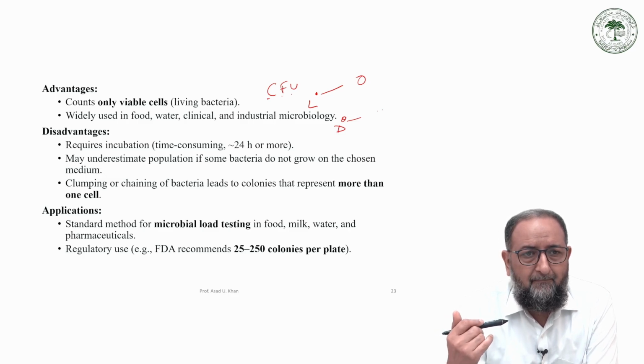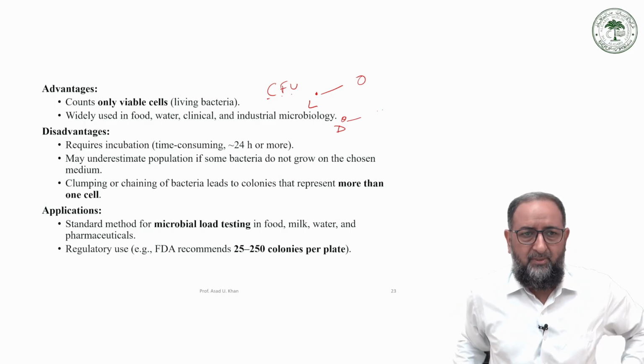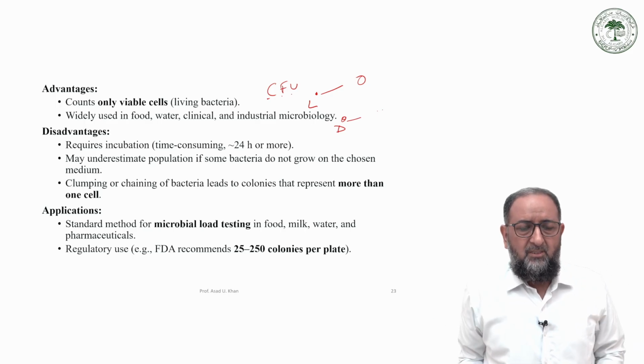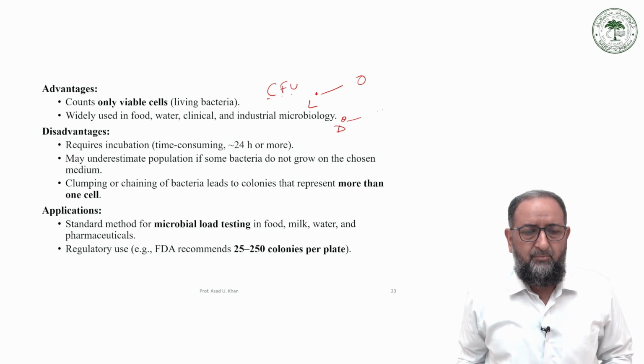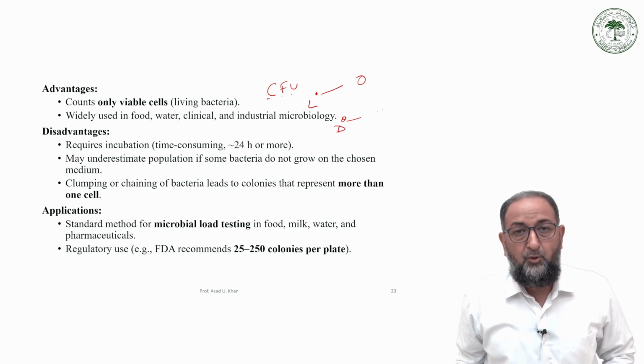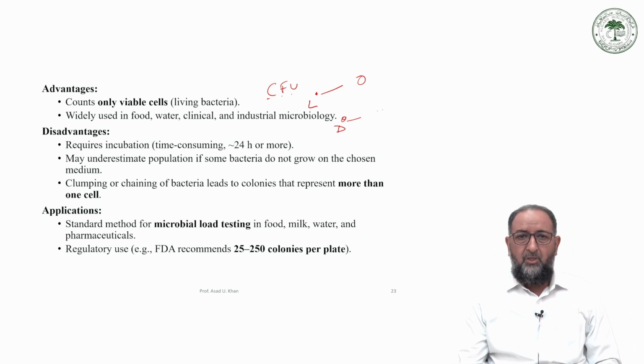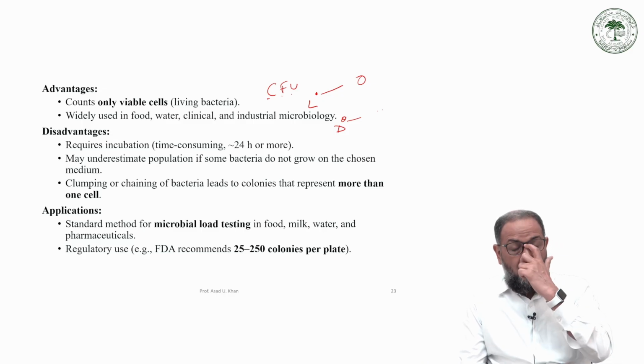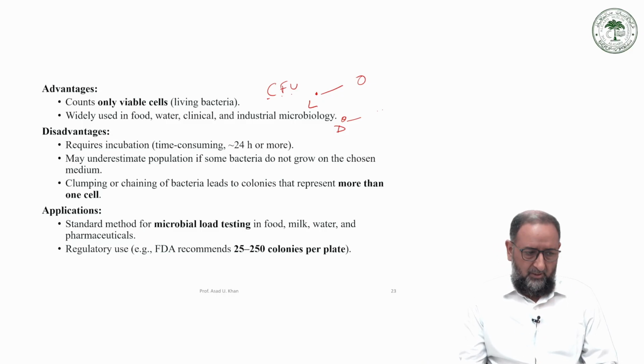Then you have disadvantages. What are the disadvantages of this method? The main disadvantage of this method is it requires the incubation time. So you need at least 24 hours, right? Sometimes 36 hours, sometimes more, depending upon what cells you are incubating, what cells you are targeting. It may underestimate the population, right, if bacteria do not grow on the chosen media.